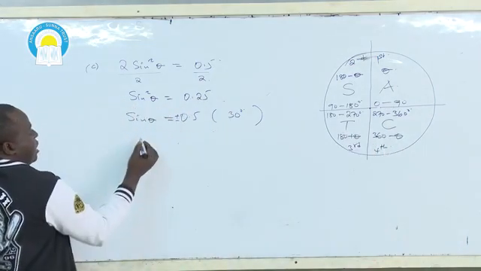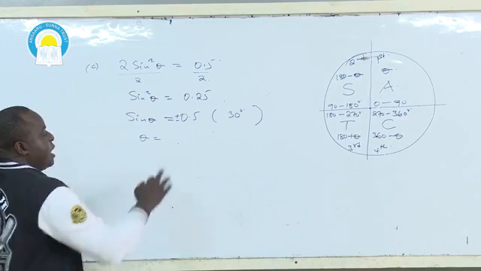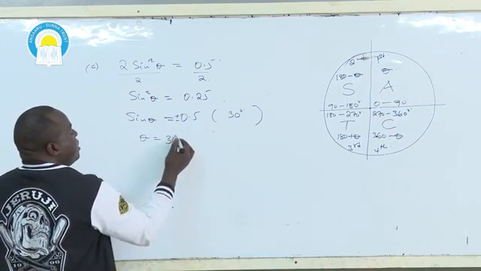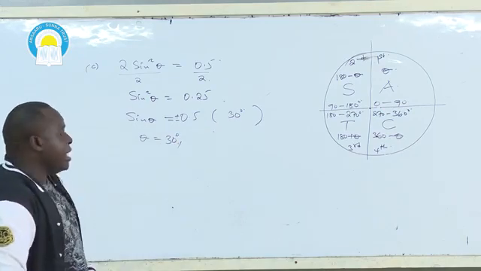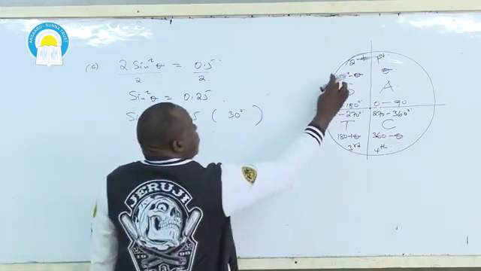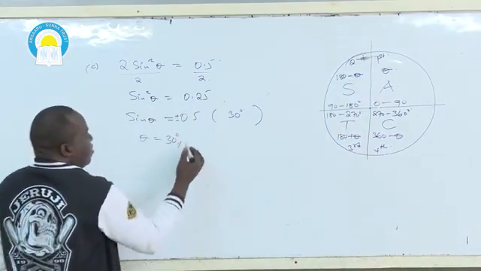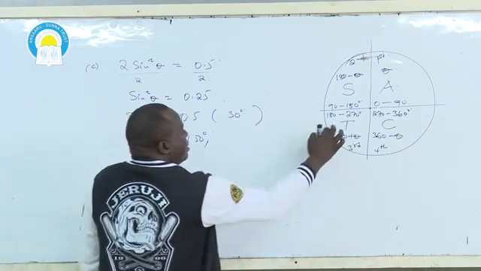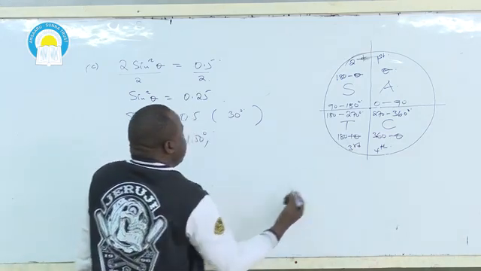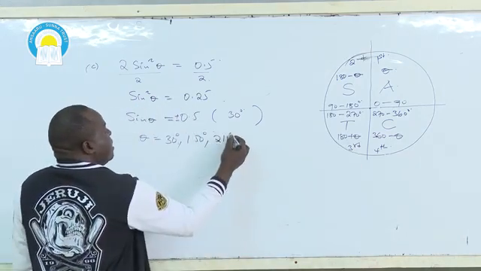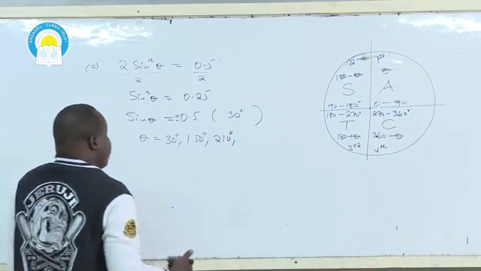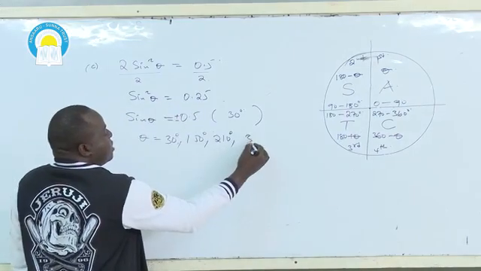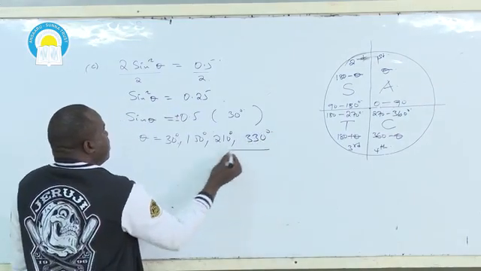So for this question, theta equals, in the first quadrant, this working angle, which is 30 degrees. In the second quadrant, it will be 180 minus 30 degrees, which is 150 degrees. In the third quadrant, it should be 180 plus 30 degrees, which is 210 degrees. Then in the fourth quadrant, it will be 360 minus 30 degrees, which is 330 degrees.